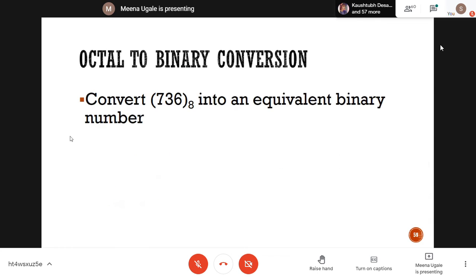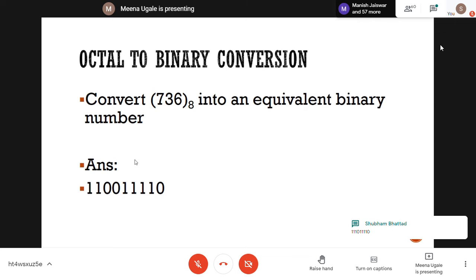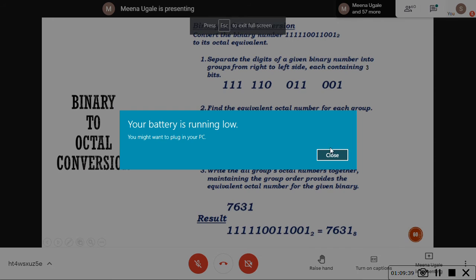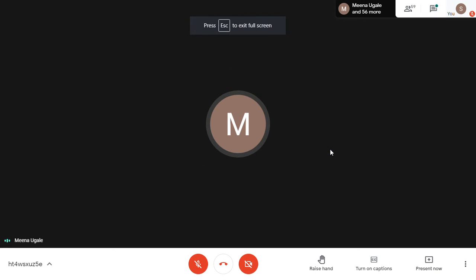Okay. Now you go for this one. Convert 736 into the equivalent binary number. I think, Ma'am, my answer is 111. Wrong? Just a minute. Yeah, it is 111. Sorry, my mistake.